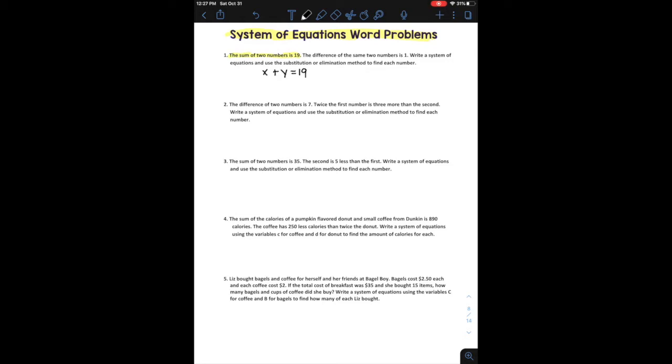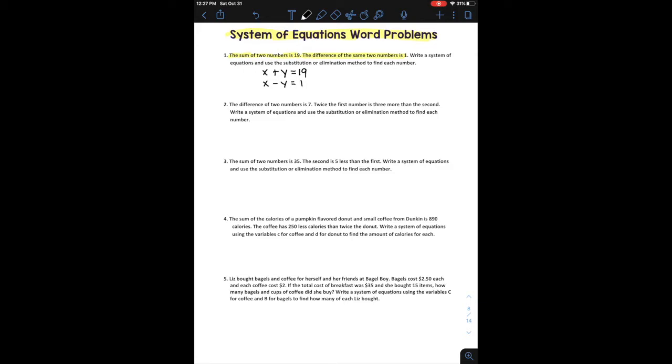Since I don't know either of the numbers, I'm going to use two different variables to represent each of those numbers. The second sentence is the difference of the same two numbers is 1. That's going to be our second equation. Since the variables I used in the first equation were x and y, I need to use the same for the second equation and show that the difference of them would be 1.